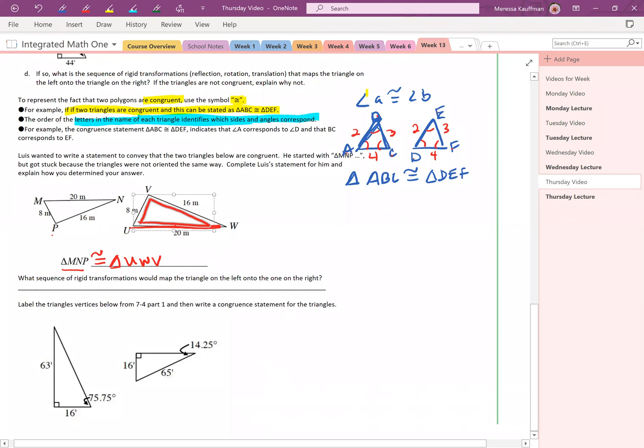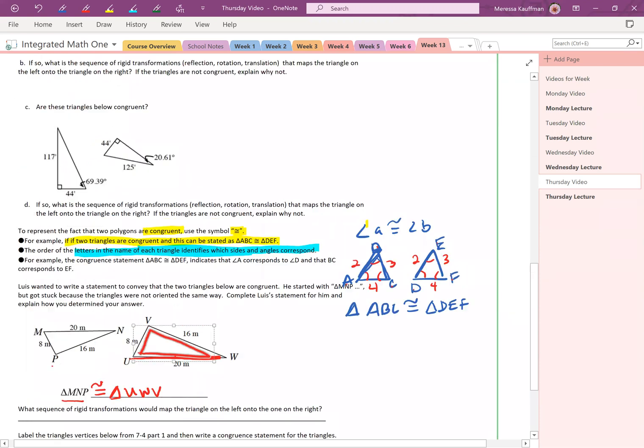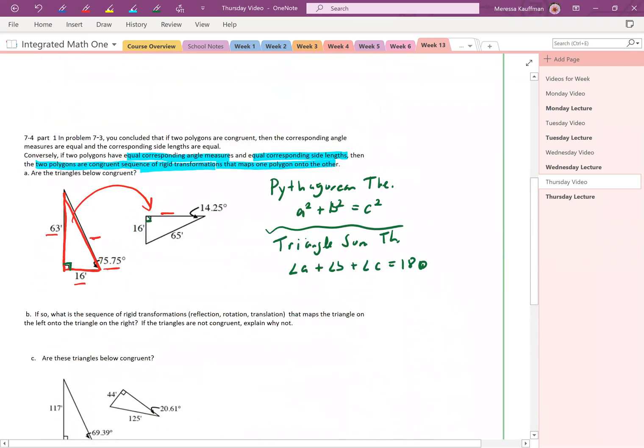Okay, I hope this was helpful to you. I hope you keep in mind rigid transformations. I hope you keep in mind that when you're writing congruent statements, those letters have to match up. And we're going to pull out these tools, Pythagorean theorem and triangle sum theorem. And the better you get those, the easier these problems will get for you.